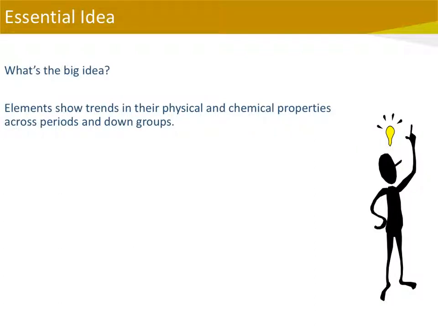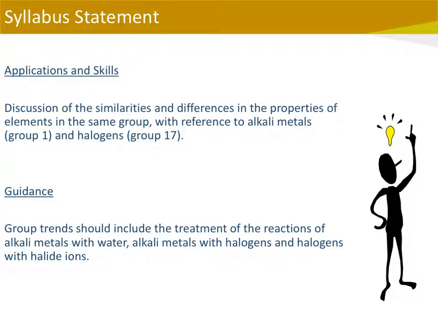The big idea: elements show trends in their physical and chemical properties across periods and down groups. Here are some syllabus statements related to our work on group 1 and group 17, the alkali metals and the halogens. So let's take a look.